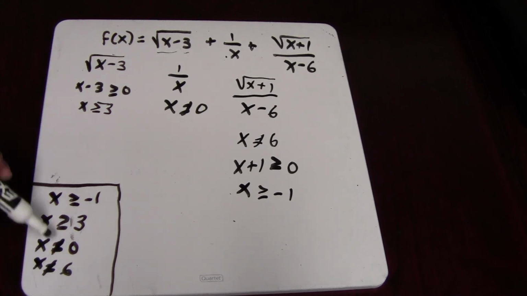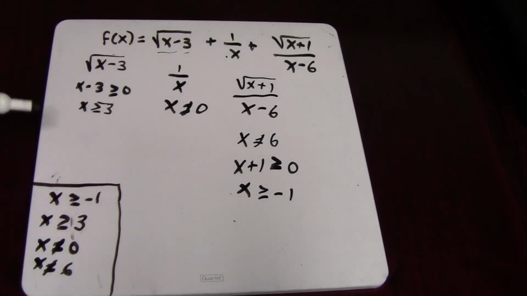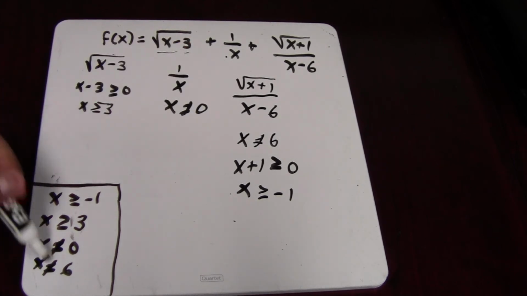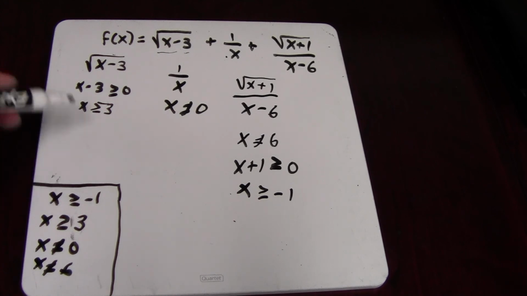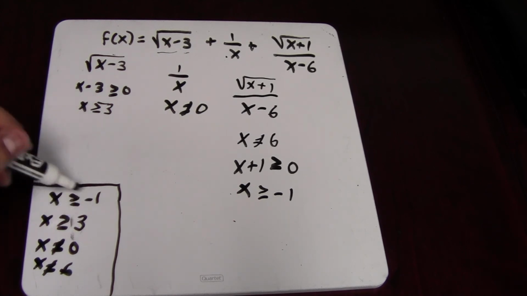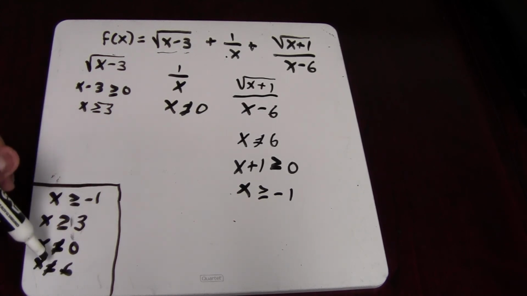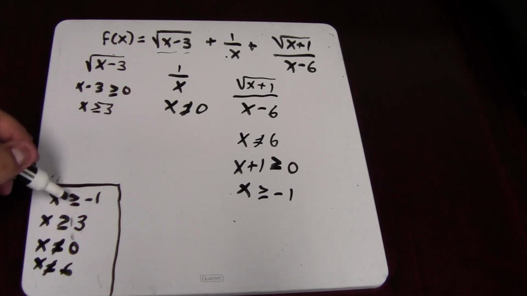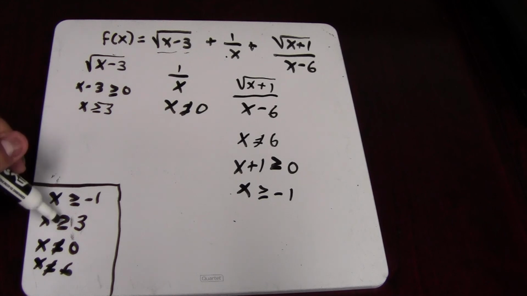So these are the four pieces of information that we've gathered from all of this. We've just taken it apart and gathered as much information as we can about each individual piece. Now let's see what we can put together from all of this. Let's look at the inequalities first.